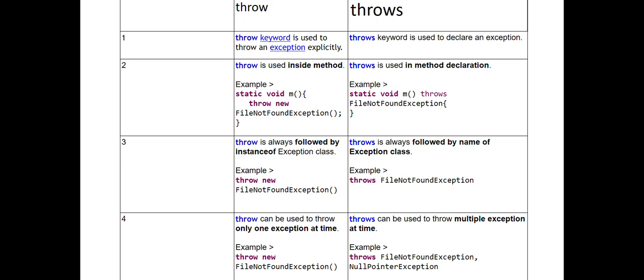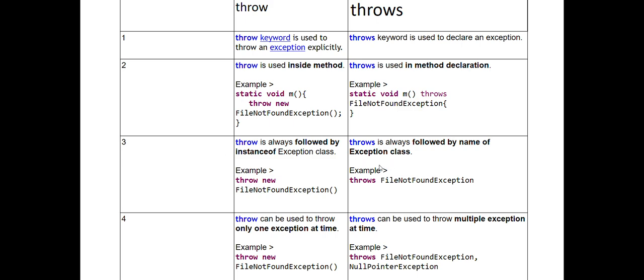So the throw keyword is basically used inside the method. Suppose I want to throw an exception, then I need to use the throw keyword inside the method. Here the name of the method is m, and inside that method I am just throwing the exception. But the throws keyword is basically used to declare along with the method definition. See here the example. Along with the method definition, I am using the throws keyword and specifying the name of the exception.